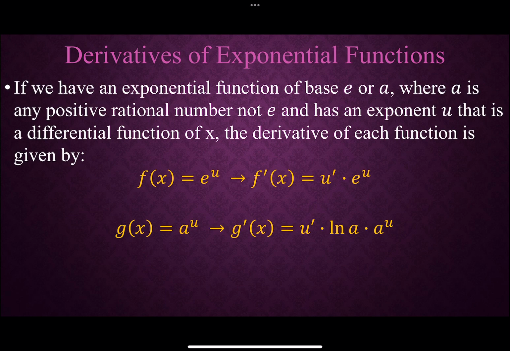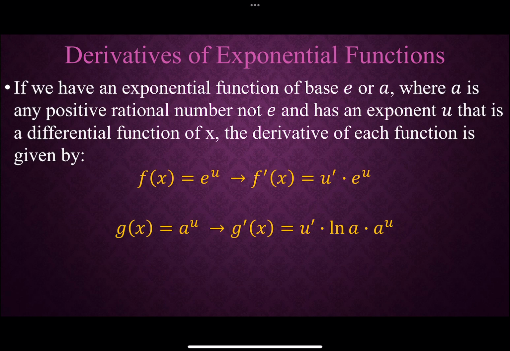So the idea is we have an exponential function. The base is either the special number e or a, where a is just any positive rational number that's not e. So like 2 or 3 or 7 or whatever we want it to be. And the exponent is a u that is a differentiable function of x, meaning that we can take its derivative with respect to x. So the derivative for each of these exponential functions, if it's e to the power of u, your derivative is u prime, the derivative of the exponent, times the original e to the u, which does not change in the slightest.